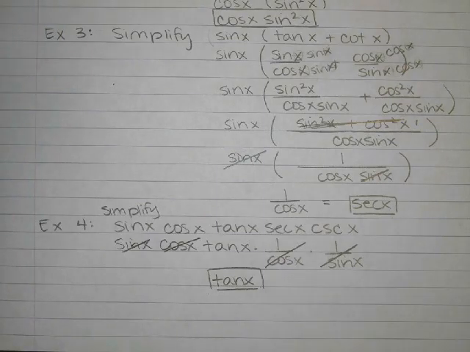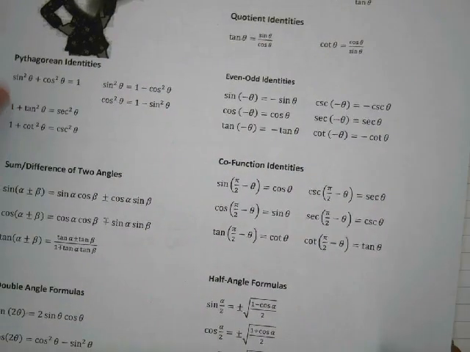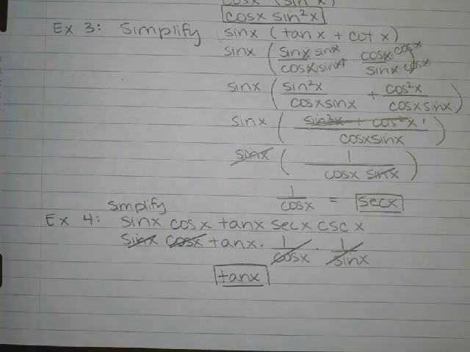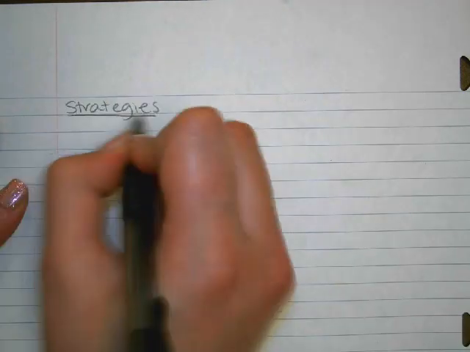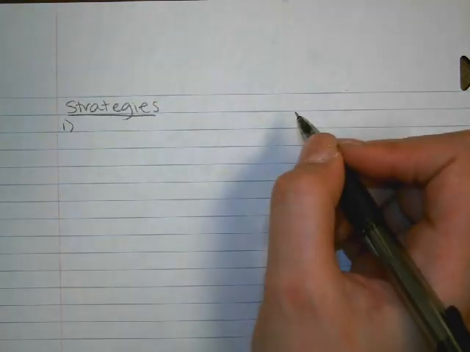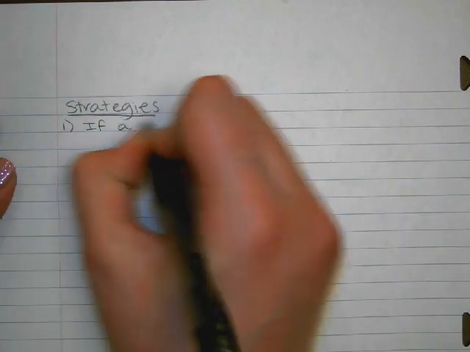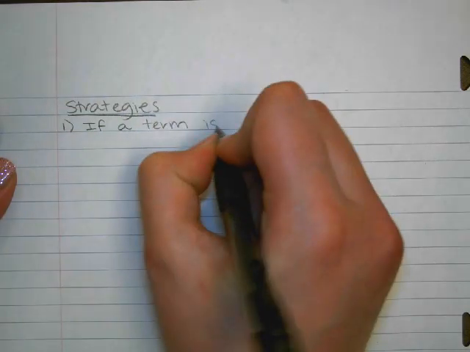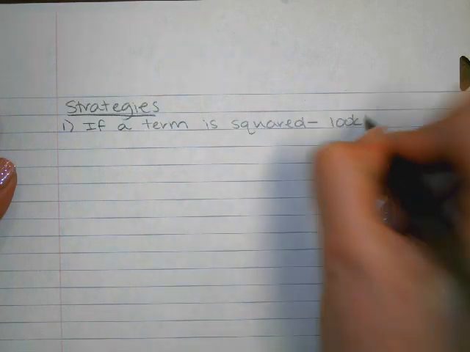Okay, so when we are working on this unit, it's going to be really important that you have this sheet on you every day because it makes your life easier. Otherwise, you have to have them memorized in your brain. And it's also helpful to have some strategies. So here are the strategies that I thought up, but we're going to add some as we continue to do these. We'll be adding to this list, okay? So first, if a term is squared, look at the Pythagorean identities.